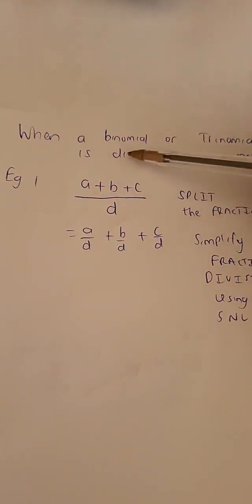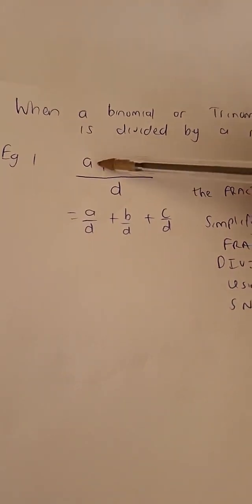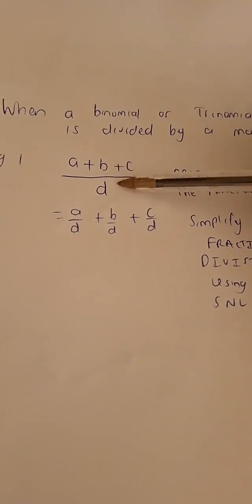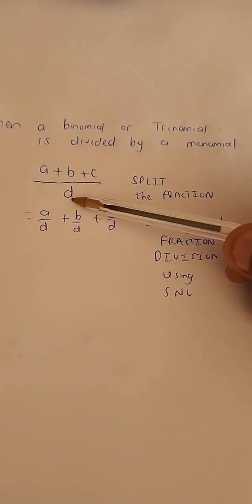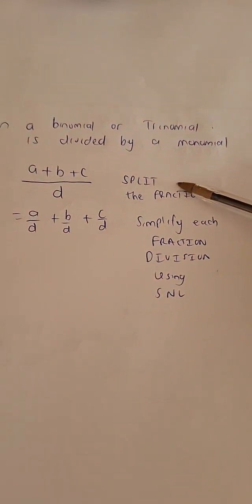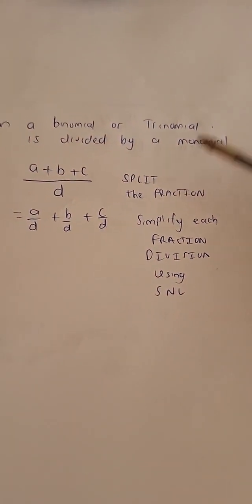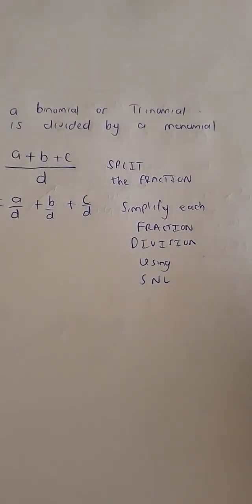This applies when here in this case we have 1, 2, 3. A trinomial is divided by a monomial, one term in the numerator. So you split first, okay? So you make sure that the splitting happens, the separation happens.